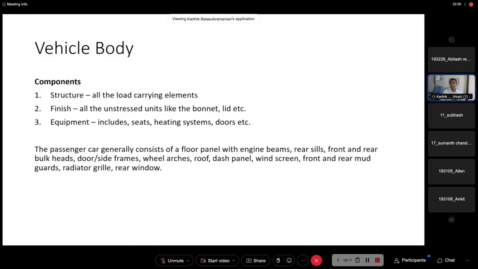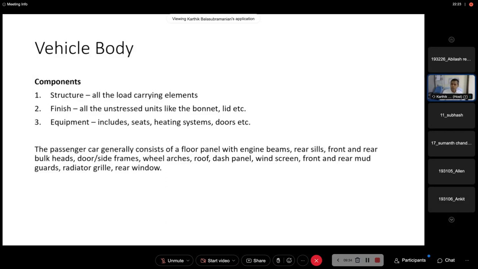So like that, there are different components in a vehicle body. Please remember, what is a sill? Have you heard of sill? Sill is a part which comes immediately below your feet in the door. The bottom of the door is called the sill.